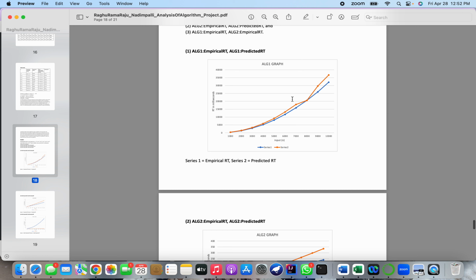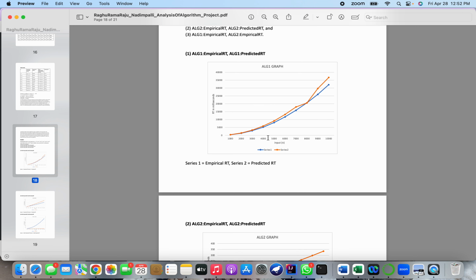So this is how I plotted the graph for the empirical RT and predicted RT over the input n equals 1000, like 10 power 3.